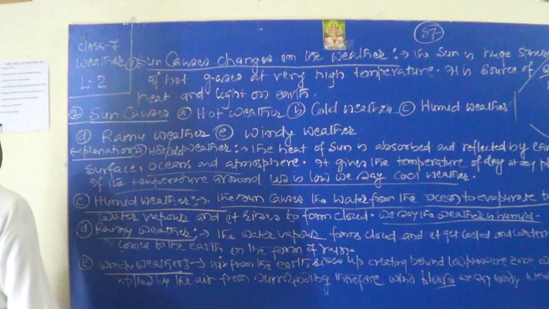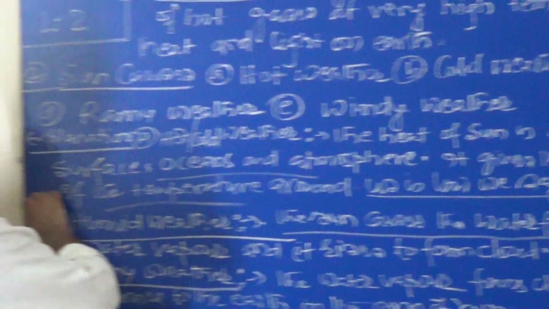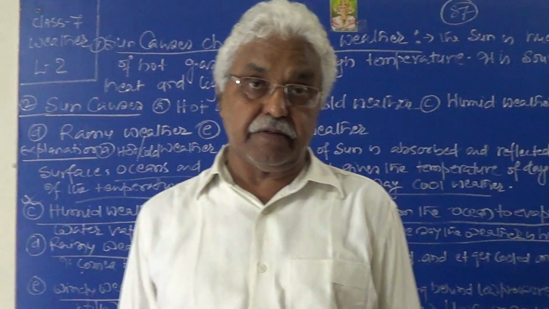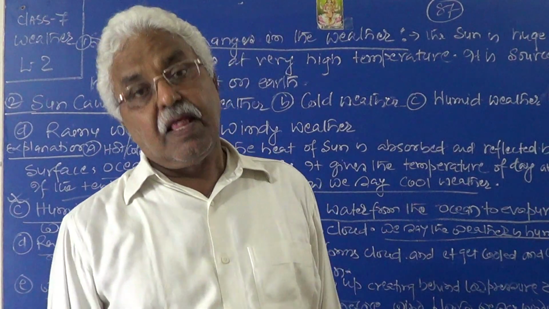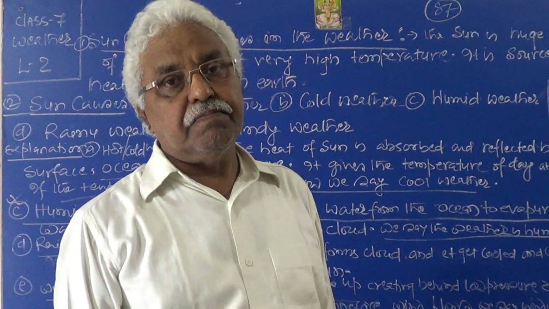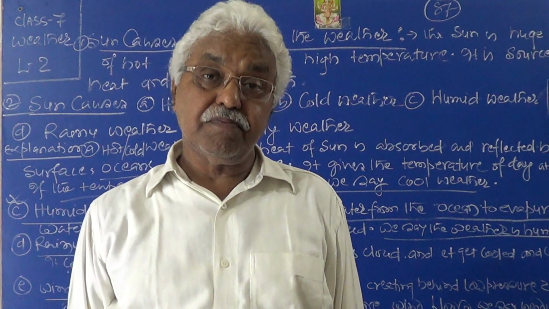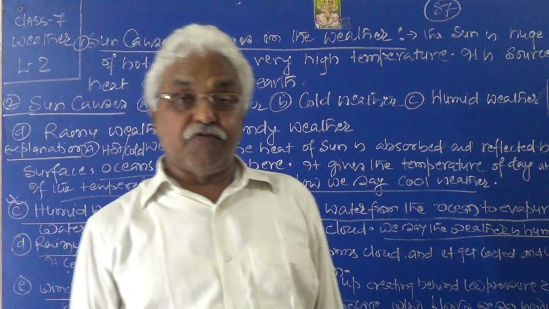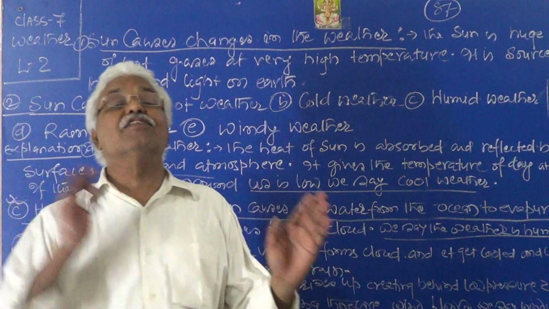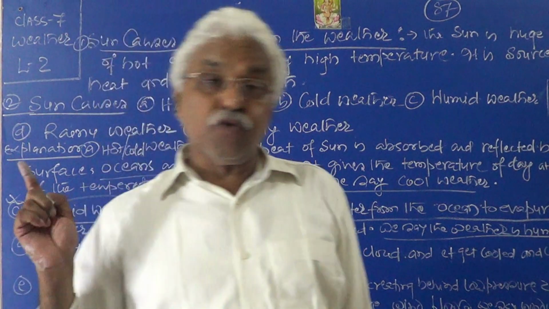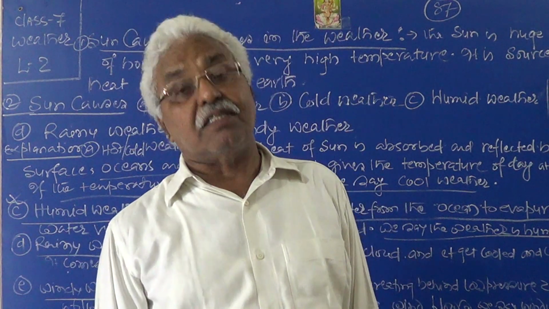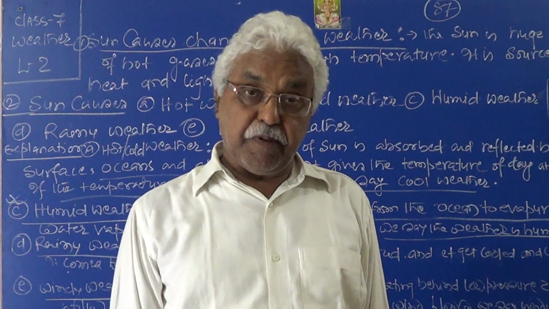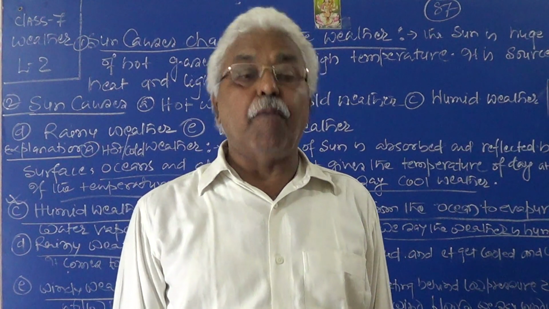अगला पॉइंट है हमारा ह्यूमिड वेदर. B, humid weather. What actually happens when the sun falls on the earth? It falls on the ocean, on the trees, on the soil, on the river, on the pond. You know that everywhere on the earth water is there. This water, due to temperature from the earth, evaporates.